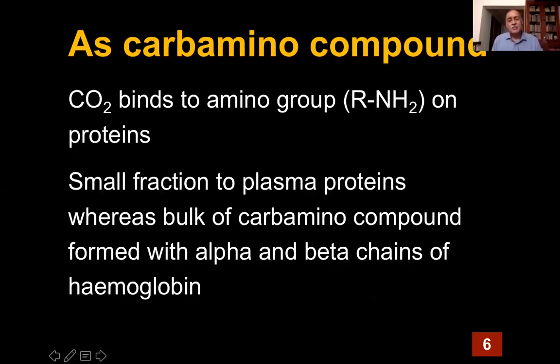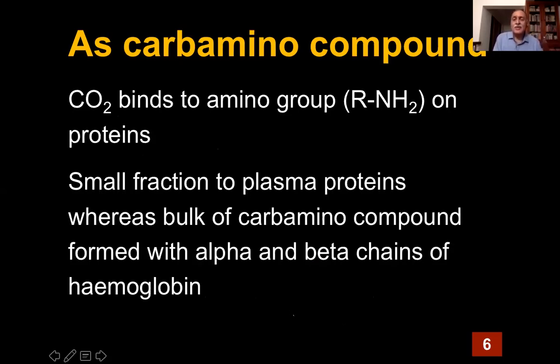The third method by which carbon dioxide is carried in blood is in combination with various proteins through the R-NH2 moiety, or what's called the amino group. So we have plasma proteins in the plasma. Some of the carbon dioxide binds to the R-NH2 moiety of the plasma proteins. And within the RBCs, a similar attachment happens of carbon dioxide to the alpha and beta chains of the hemoglobin.